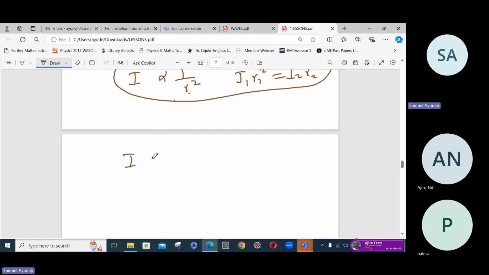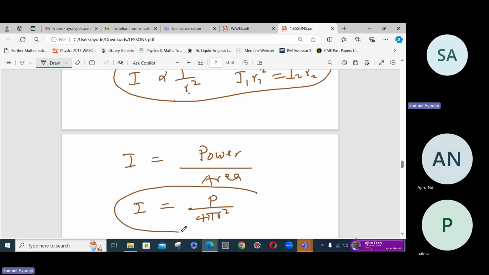So intensity itself is power over area, and the area is 4πR squared. That's all. This is the formula that combines intensity. So note it down. Yes, sir. Okay.